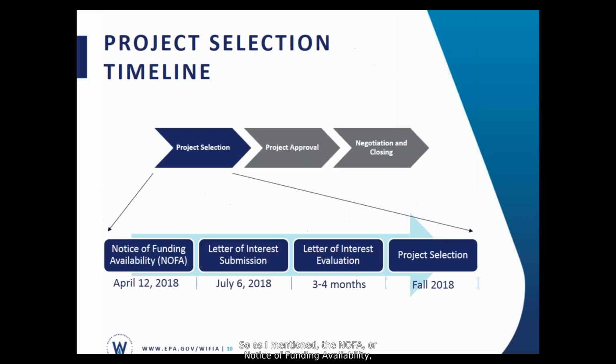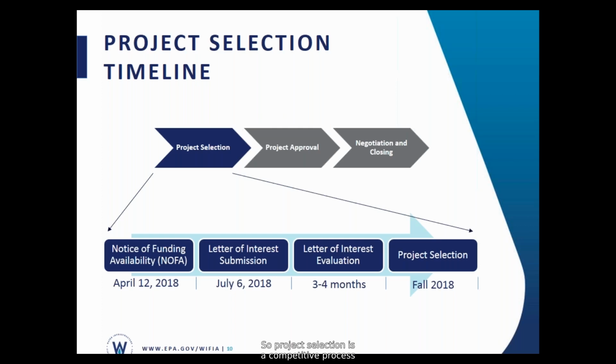So as I mentioned, the NOFA, or Notice of Funding Availability, was announced on April 12th, 2018. Prospective borrowers have about 90 days to submit a letter of interest, so it's due on July 6, 2018. We're anticipating a review period of 3 to 4 months. This is dependent on the number of letters of interest we receive. And EPA will publicly announce the selected projects in the fall of 2018. The selected projects will be given about a week's notice of their selection.